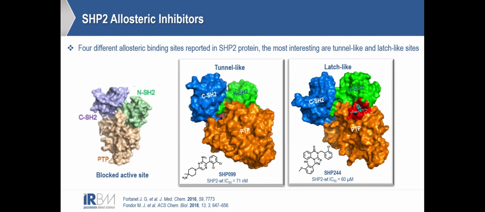These compounds are characterized by binding SHP2 in two different allosteric sites. One of them is here, called the tunnel site, in which the allosteric pocket is localized at the interface of the three domains. The other one is the latch site, in which this allosteric pocket is localized at the interface between the C-SH2 and PTP. Most of the compounds that are now in clinical trials are targeting this allosteric pocket.